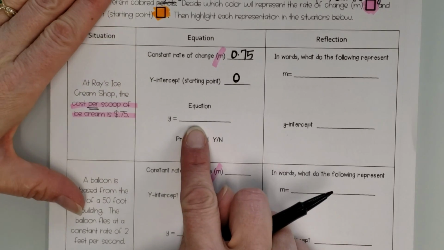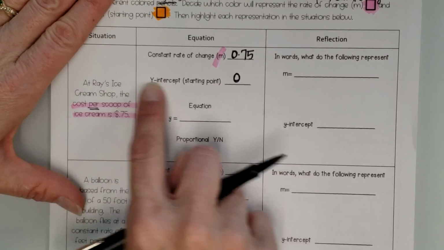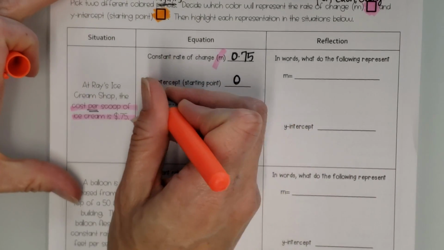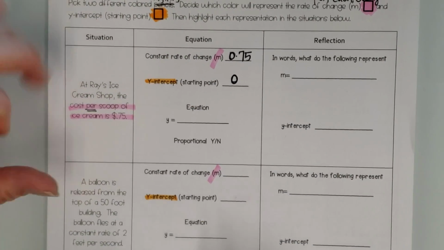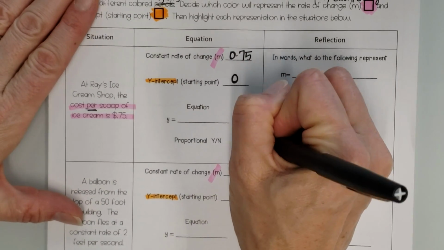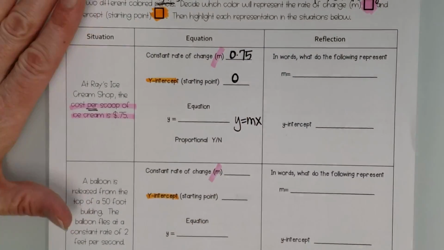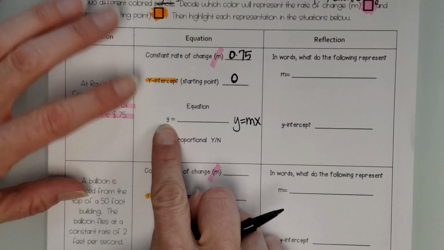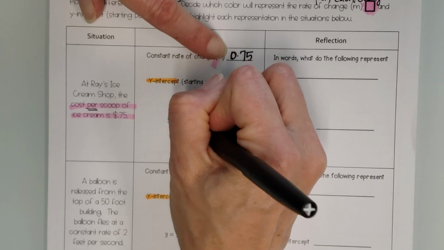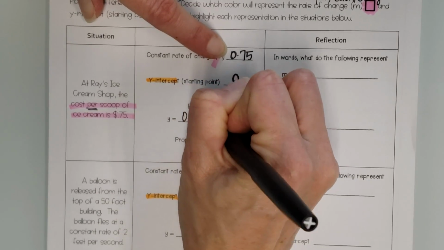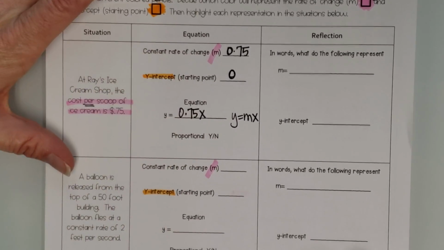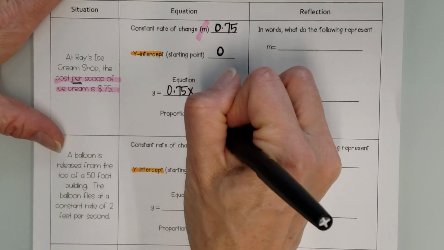So the equation for this one, because my y-intercept is 0, remember it's going to, and this is your orange, by the way, if you want to go through and highlight all those orange. It's going to be in the form of y equals mx. Okay, so I have my y's already here. My m is this rate of change, so it's 0.75, and then I just attach the x to it. Now, because it's in this form, because it has a starting point of 0, it's automatically proportional.